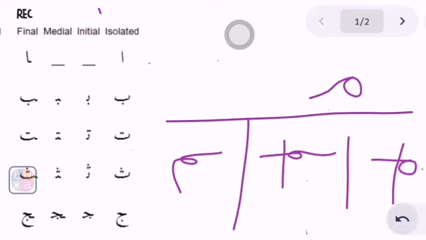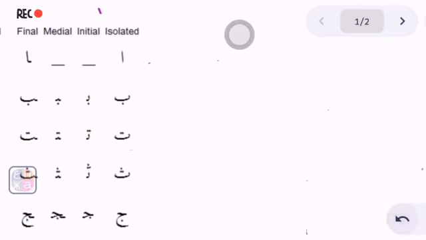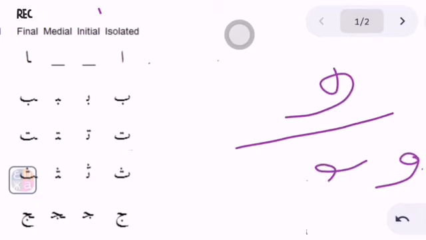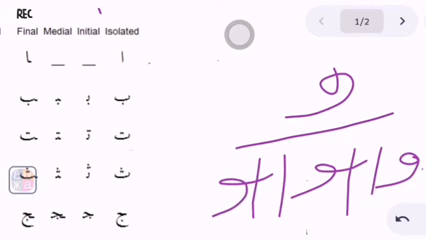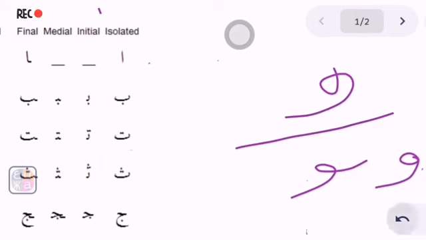Then we have our wow. Wow is one of the family of dal and ra. At the beginning it is written separately, middle, end. So we have a linking line. That's all.